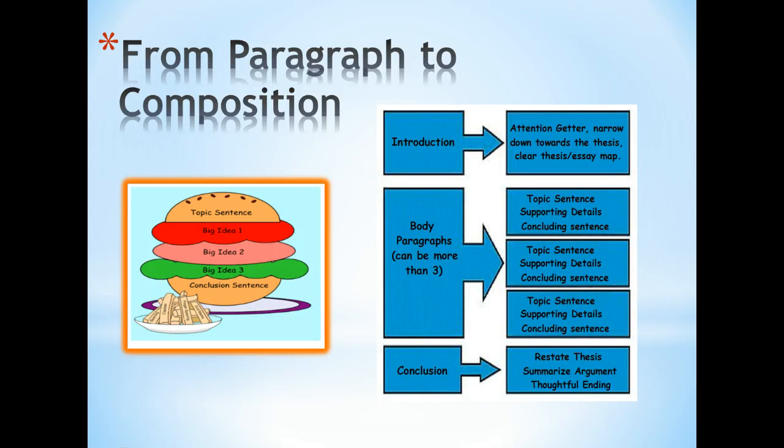So what you see on the right side of your screen is the overall structure of a full-fledged essay. I want to show you how a paragraph connects with this in terms of the same basic structure. First, you have a topic sentence in your paragraph. In your full-fledged composition or essay, the topic sentence is the equivalent of an introductory paragraph, an introduction that includes an attention getter, has your thesis, and overviews the essay map, what it is that you're going to be arguing or discussing. In your paragraph, you usually have at least 2 or 3 big ideas for your supporting details. In an essay, these turn into body paragraphs.